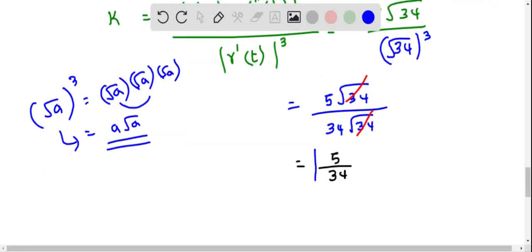This is the answer if we write it as a fraction, and this represents the curvature of the helix. Or if we write this in decimal form, it is approximately 0.1471, rounded to 4 decimal places.